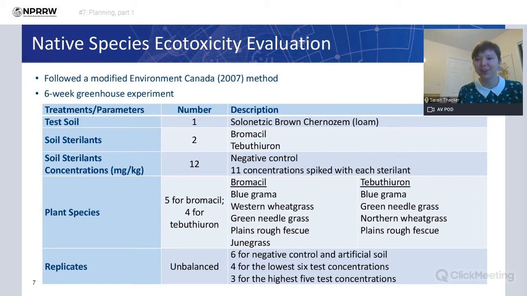And then we had different species that we were looking at for the 2 sterilants, just based on the information that was already available. The species we chose to look at for bromacil were blue grama, western wheat, green needlegrass, plains rough fescue, and June grass. And for tebuthyron, we looked at blue grama, green needlegrass, northern wheat, and plains rough fescue. I should also mention that for most of these species, we used locally adapted seed. The majority of the species, we wild collected the seed. Blue grama and June grass, though, we couldn't get locally, so we did use commercial seed for those two.